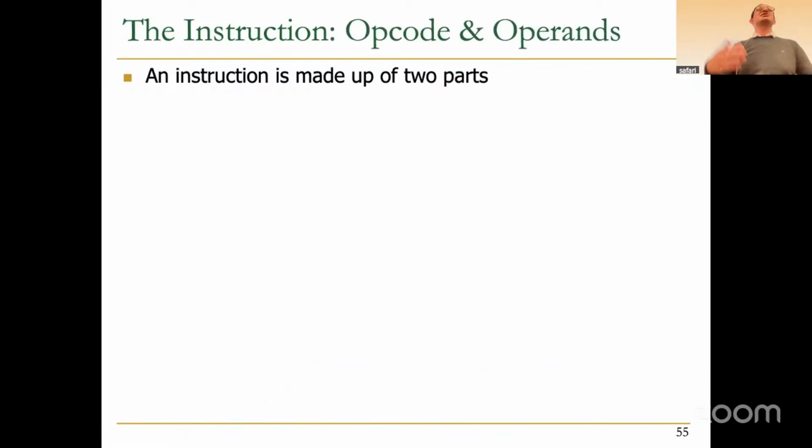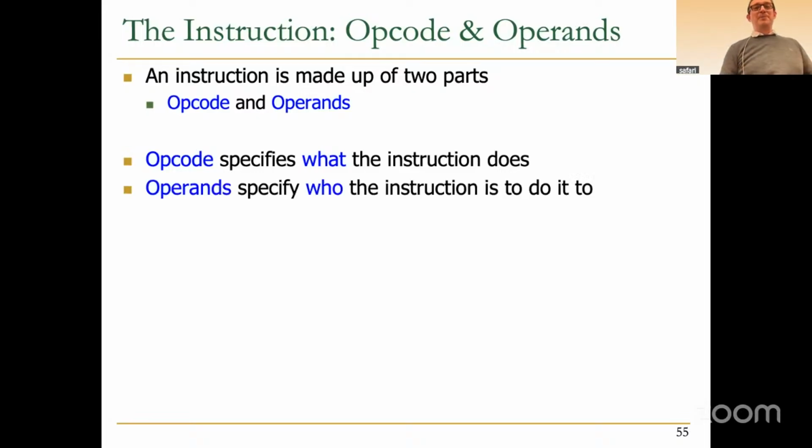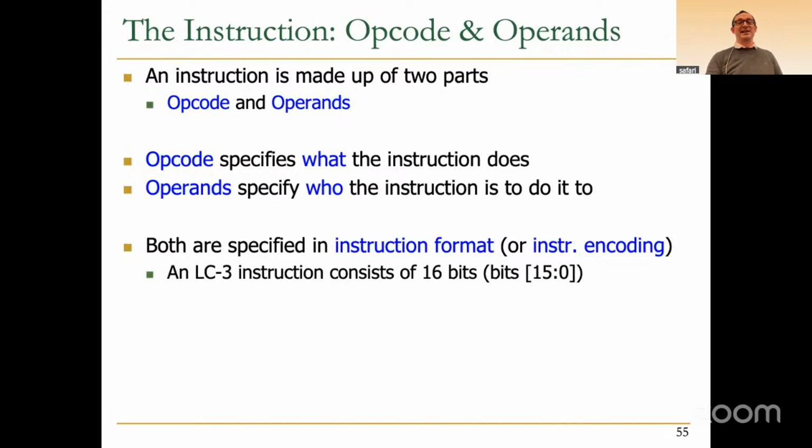Okay, so an instruction is made up of 2 parts, opcode and operands. This is very fundamental. What is an opcode? An opcode essentially specifies what the instruction does or should do. Operation code, in other words. Operands specify who the instruction is to do it to. Basically, what are we operating on, right? Both are specified in the instruction format or instruction encoding, and we're going to see that specification.